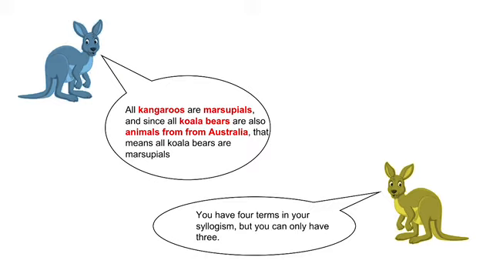So let's kind of highlight what Blue Roo said. And we see we've got 4 terms, right? Kangaroos, marsupials, koala bears, and the phrase animals from Australia. She says you have 4 terms in your syllogism, but you can have only 3, right? So Blue Roo has committed the fallacy of having 4 terms.